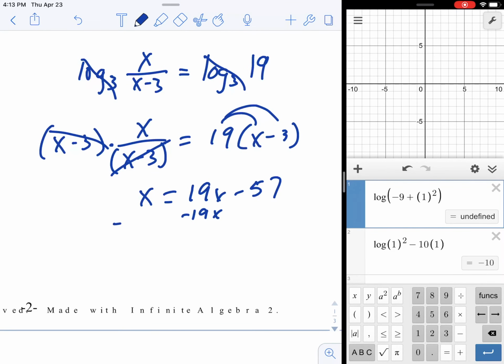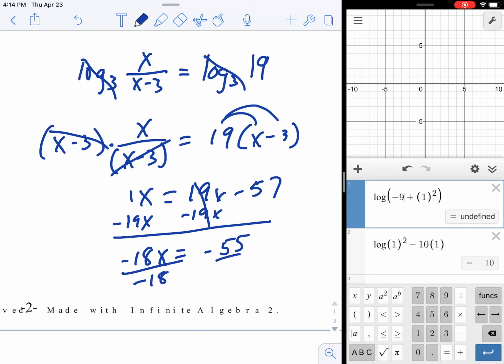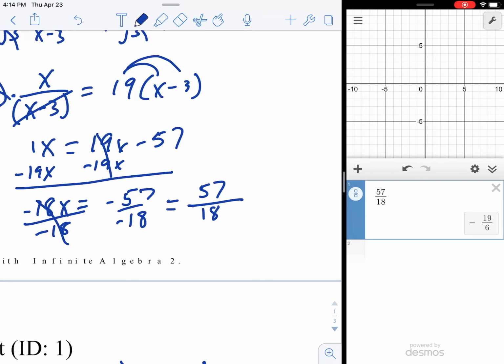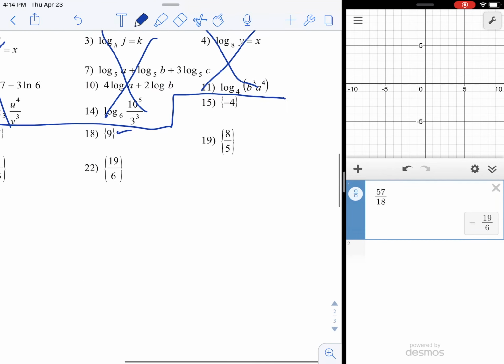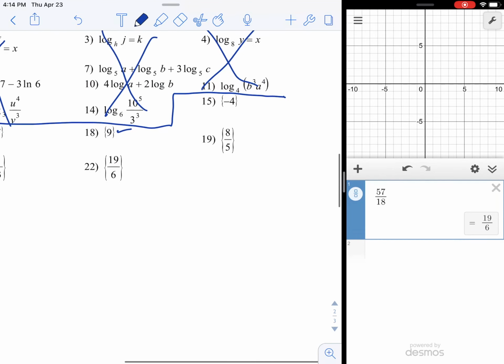Let's see, subtract 19x to bring it over here. Remember, there's an invisible 1 there. 1 minus 19 is negative 18x equals negative 57. Divide by negative 18. Oops, that's a 57, not a 55. And so the negatives cancel. I get 57 over 18, but I think those are both divisible by 3. I do this 57 over 18 and then hit the fraction button, and yeah, that reduces to 19 over 6. And there it is, 19 over 6.